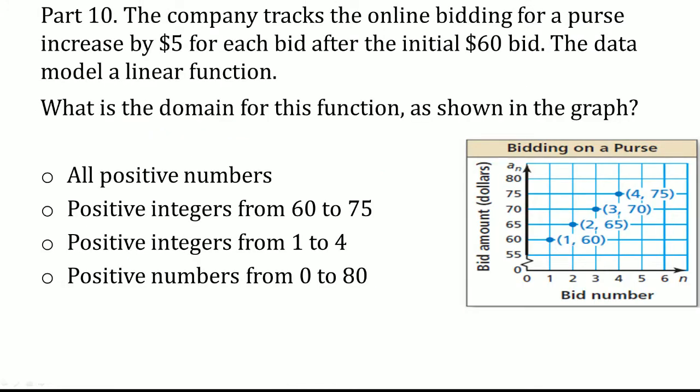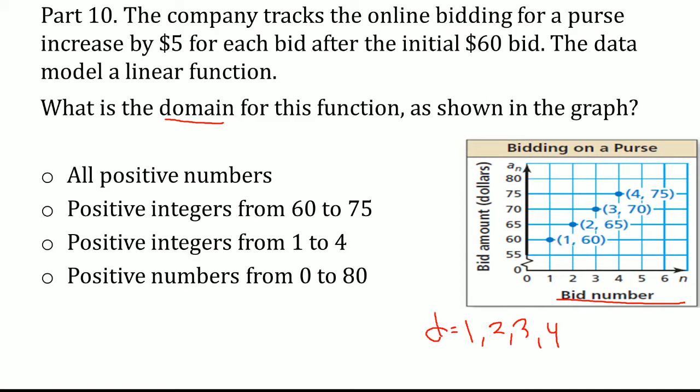Let's go to part 10, which is the end of this page. The company tracked the online bid for a purse and increased $5 for each bid, and the initial bid is $60. What is the domain of the function? The domain is the bid number. These look like they're all finite, too. This is discrete. So the domain would be 1, 2, 3, 4, and it's all discrete.